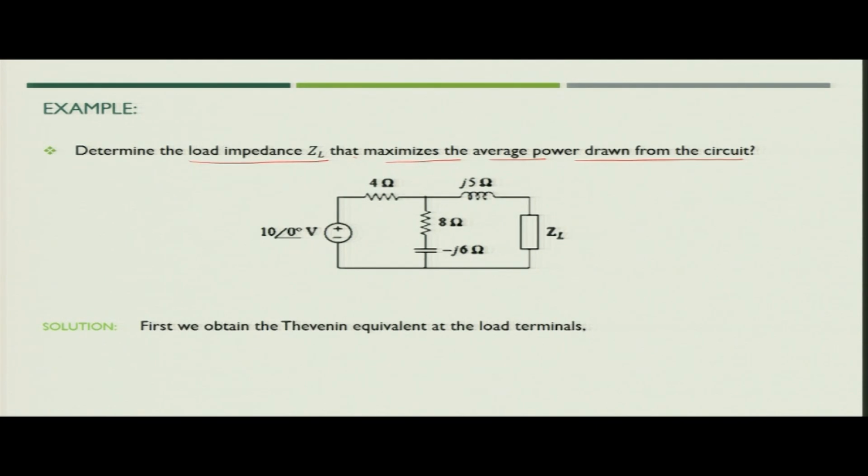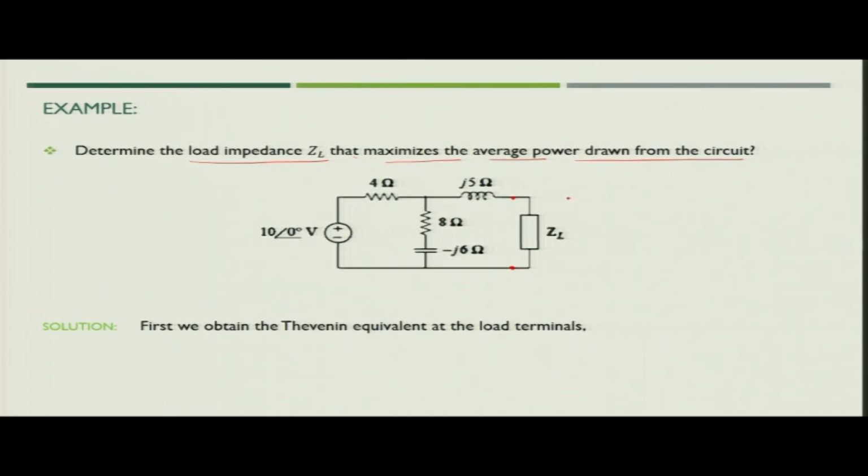Now, if you see the circuit, you will have 10 angle 0 as the applied voltage, and then a resistance of 4 ohm in series with the voltage source. In parallel, you have 8 ohm in series with minus J 6 ohm as the reactance offered by the capacitor, and then J 5 ohm reactance offered by the inductor. Now, the load ZL is connected across the terminal.